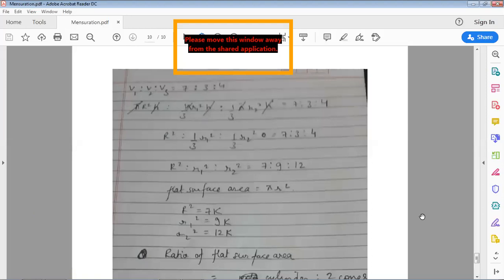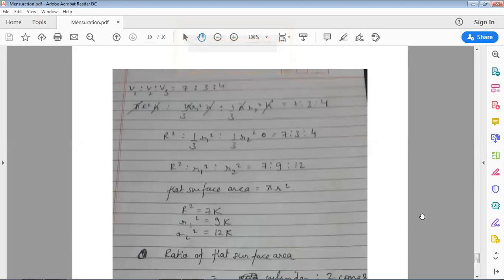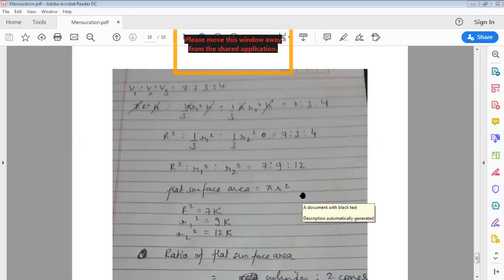And the next part is I have cross multiplied all the numbers in the left side to the right side to get a very simple ratio. That is r square is to r1 square is to r2 square is equal to 7 is to 9 is to 12. And why I did this is because the last part of the question is saying that I have to calculate the percentage change in the flat surface area before and after.